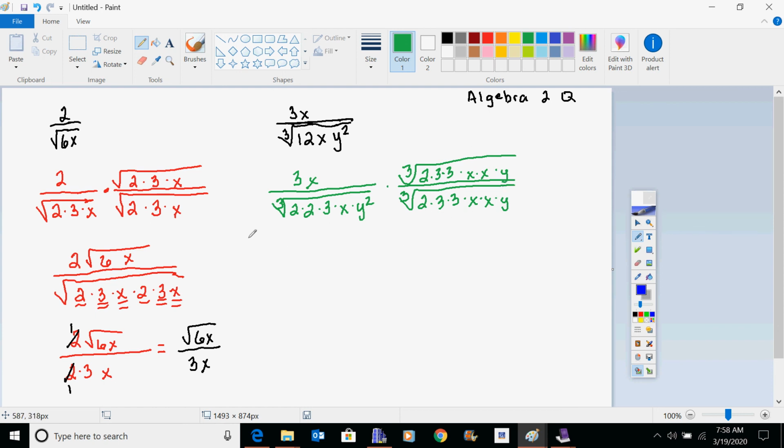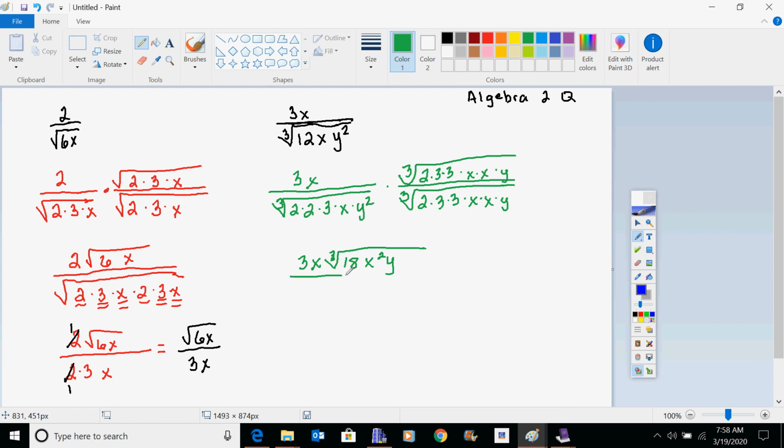Numerator and denominator match, so I can now simplify. I have 3x. I have the cube root of 6 times 3, 18. Pardon the blob there. X squared y. This is not going to simplify because we see there are no groups of 3 there.